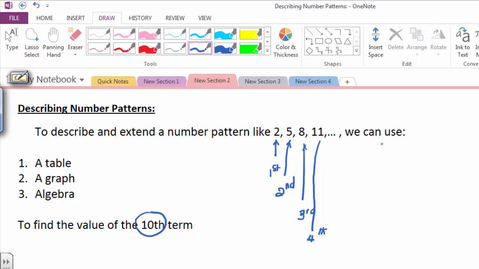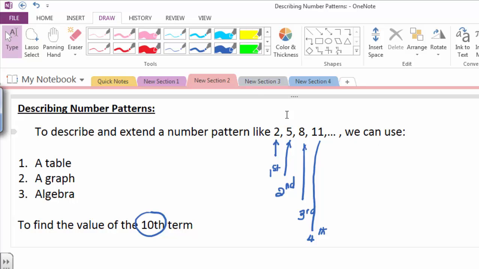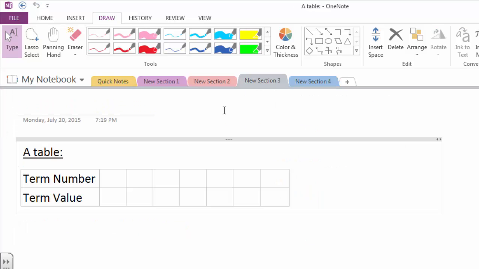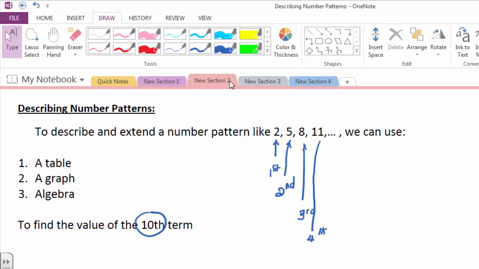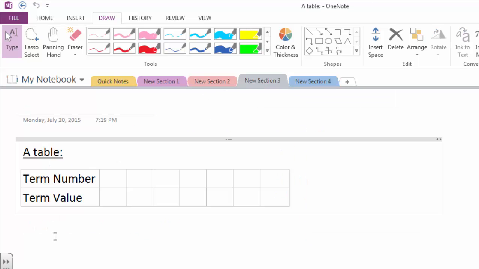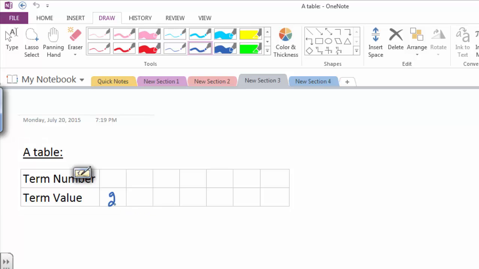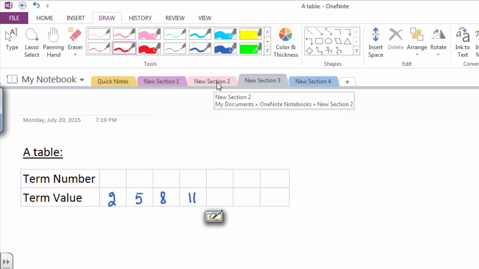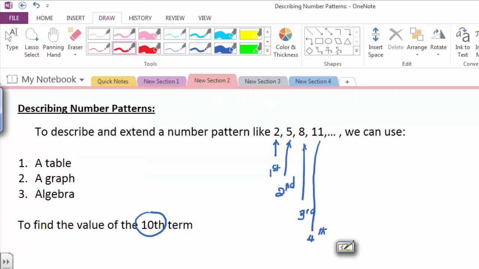So let's talk about the first method, which is a table. This is the value of the term. As you can see in this table, it's saying term number and term value. We have the values already: 2, 5, 8, 11. So I'm going to write these values 2, 5, 8, and 11. And let's say I'm going to use another color for the term number. Term number means the position, as we saw here, the first, the second, the third, the fourth.